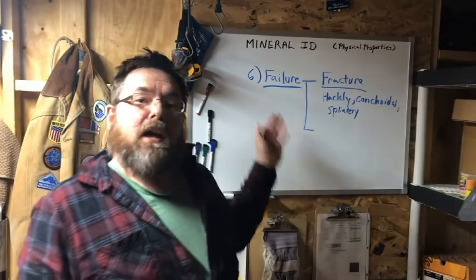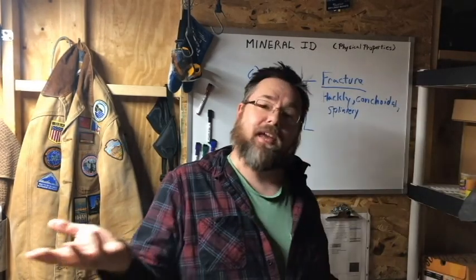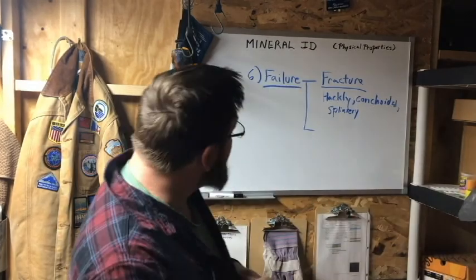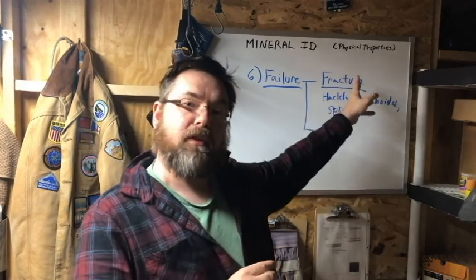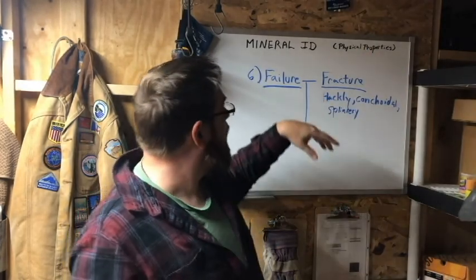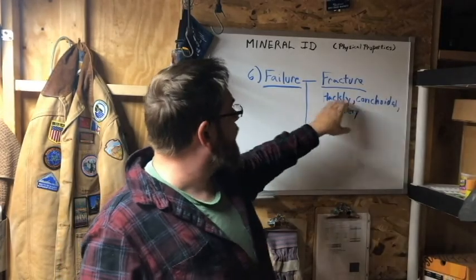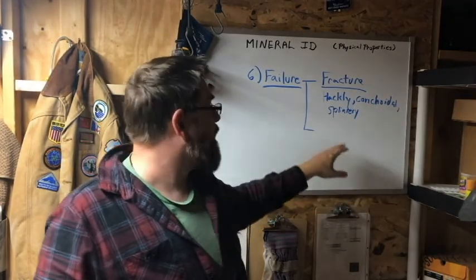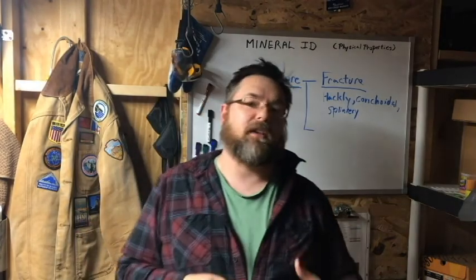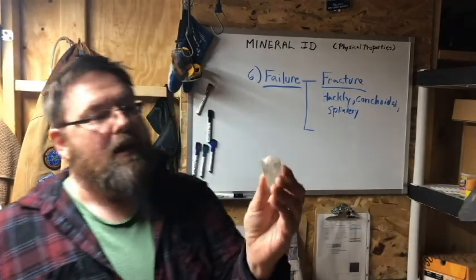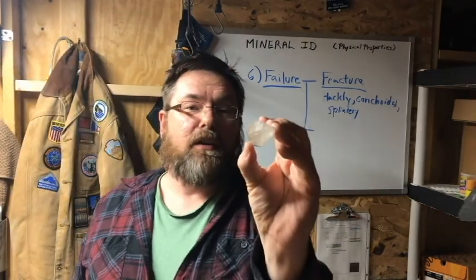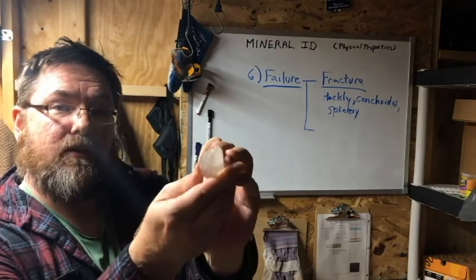Number 6, failure. This is how a mineral would essentially fall apart if I were to hit it with a hammer. Now, I don't want to break any of my minerals, so I'm not going to do that. But I'm going to talk about the first part. There's two. The first is fracture, so minerals can fail when I hit them with a hammer via fracture, and these are some of the patterns that develop. Hackly is essentially jagged, like it would be if you shattered some glass. And actually, this quartz crystal failed hackly on the bottom here, as you can see.